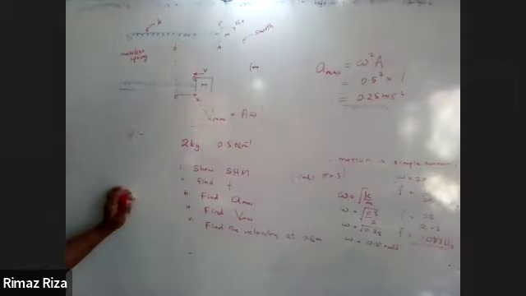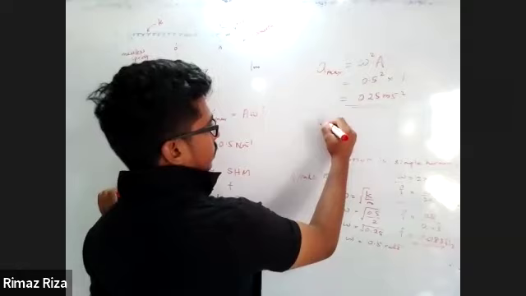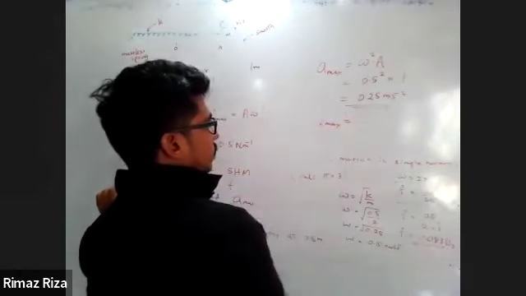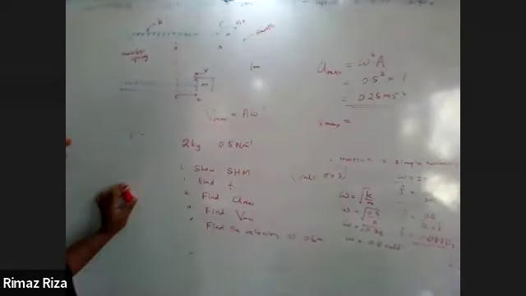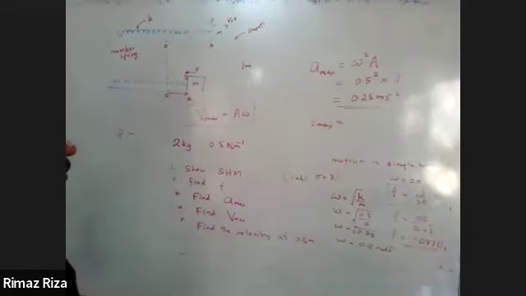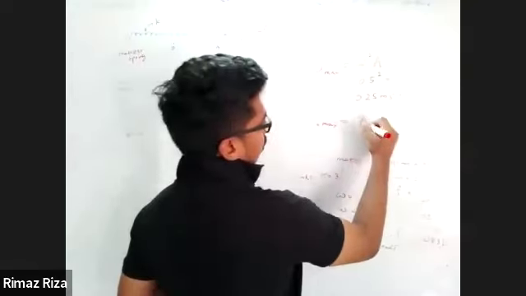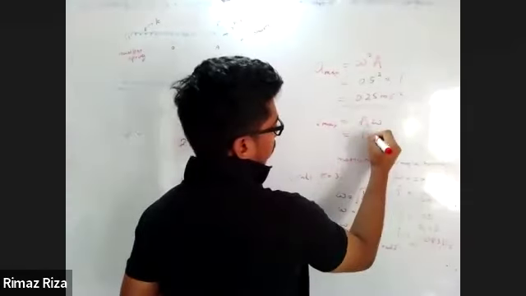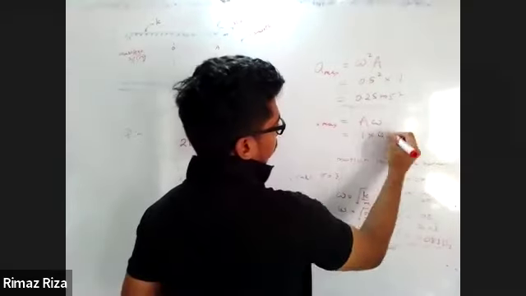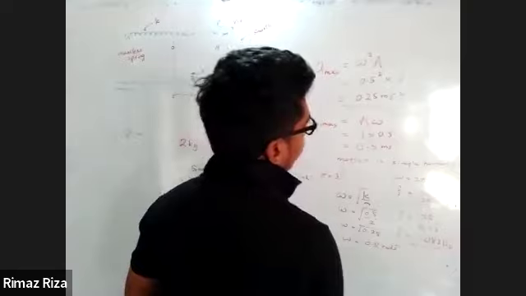Okay, and V max. The maximum velocity we know is A omega. So 1 times omega, which is 0.5, gives 0.5 meters per second.